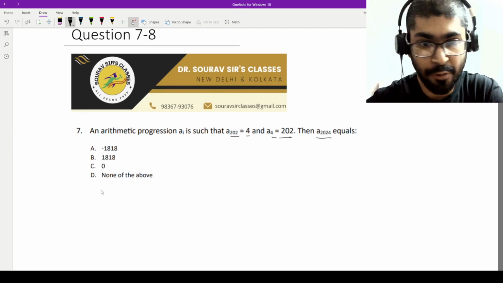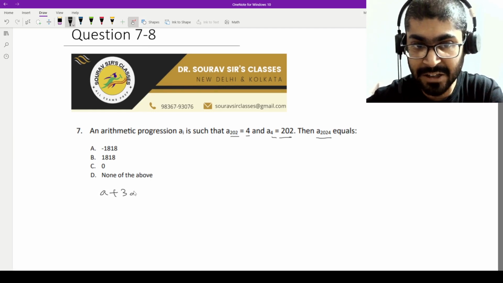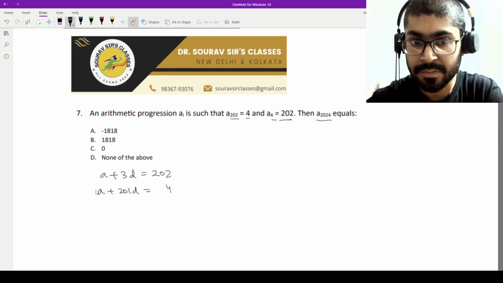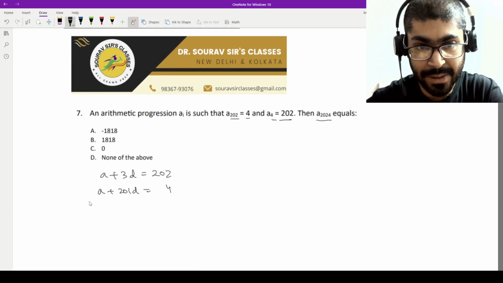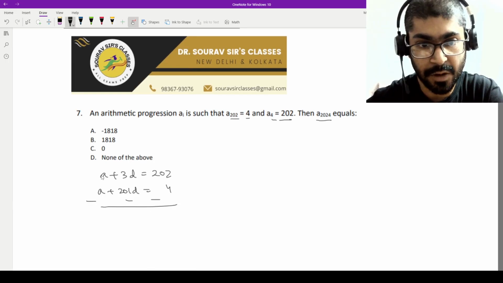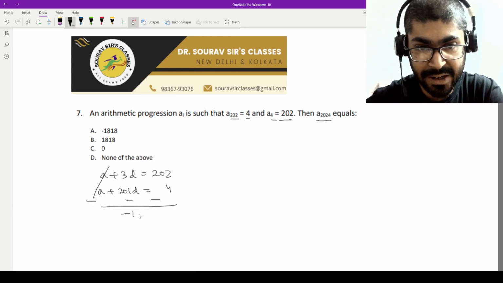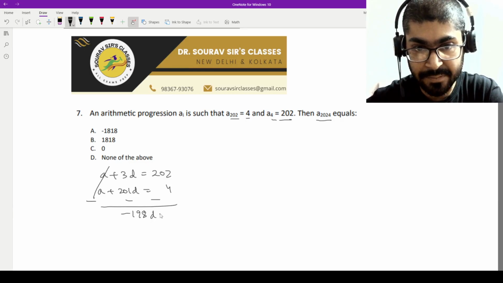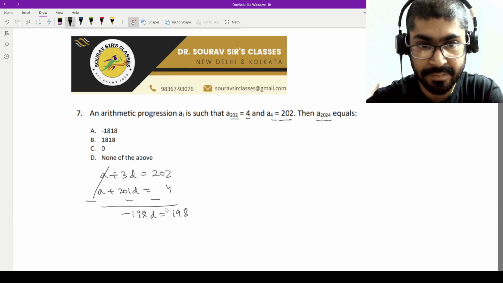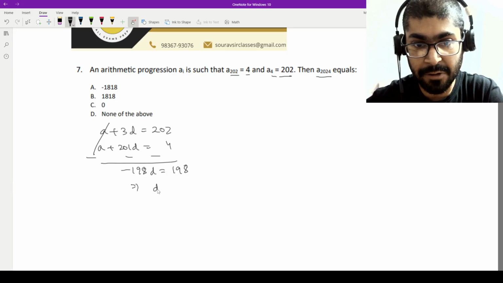Now A4 is A plus 3D, if D is the common difference. This is given to be 202, and A 202 is A plus 201D, right? This is equal to 4. If I do the subtraction, what will I get? I'll get minus 198D is equal to 198, right? So that would give me D equal to minus 1.